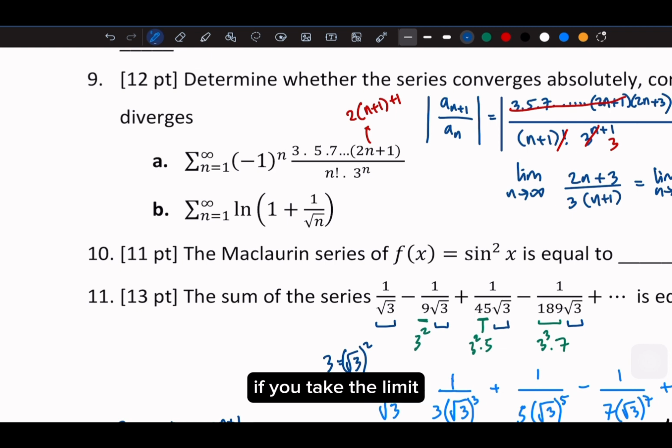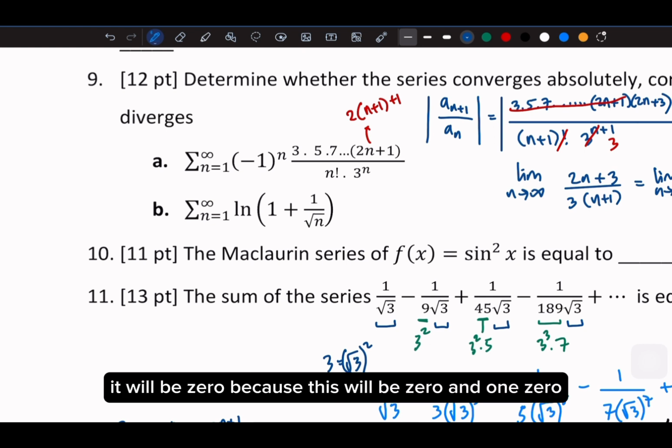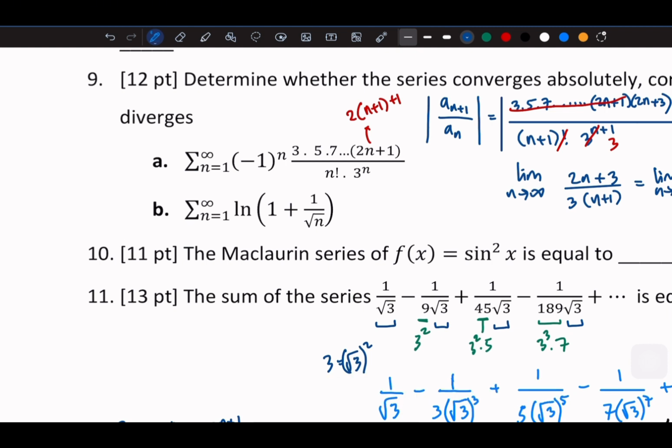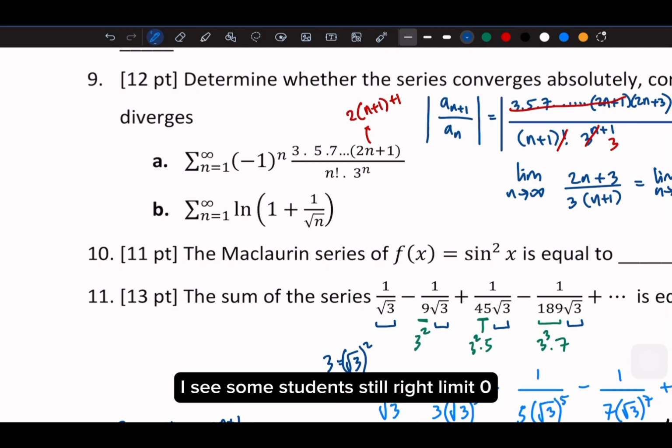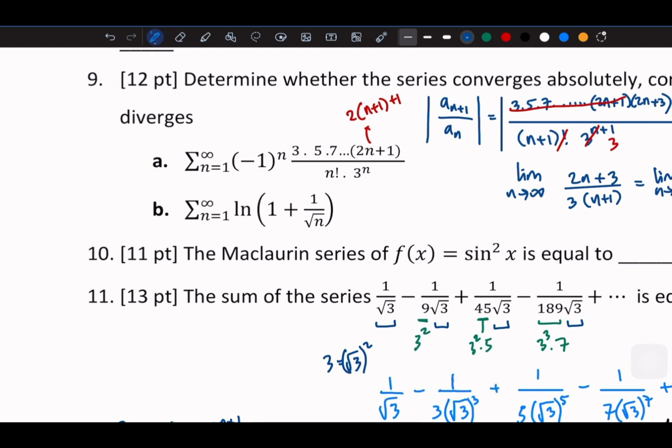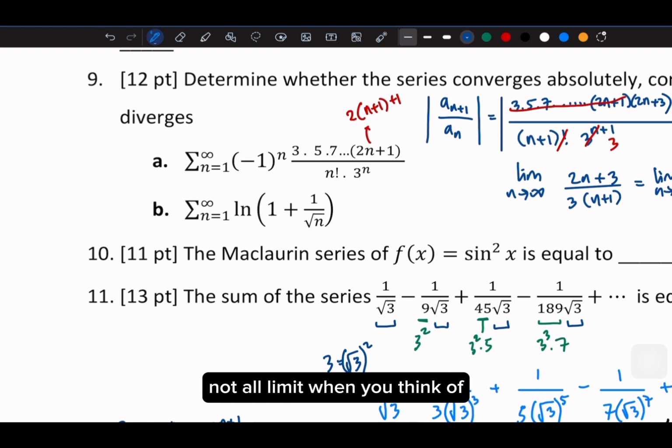If you take the limit, it will be 0, right? It will be 0 because this will be 0 and ln 1 is 0. I see some students still write limit 0, converge. Not true. Not all limits when you take the series with limit n, if it is 0, you need to check with another method. But if you take the limit and you get a number, or you get that it doesn't exist, then it's diverged, for sure.